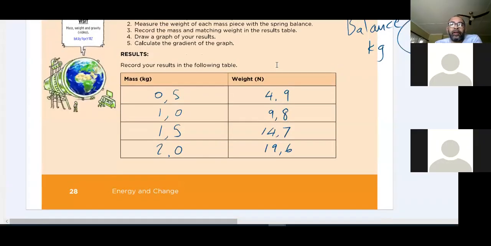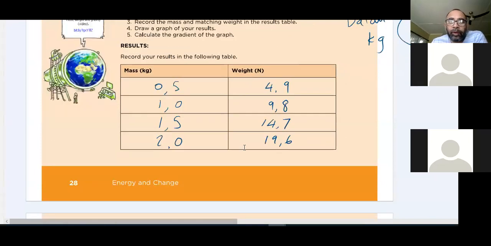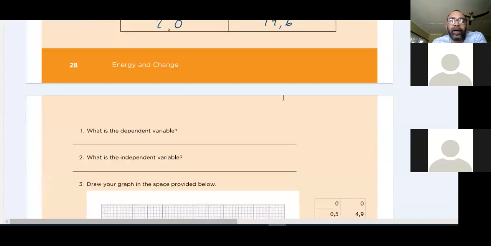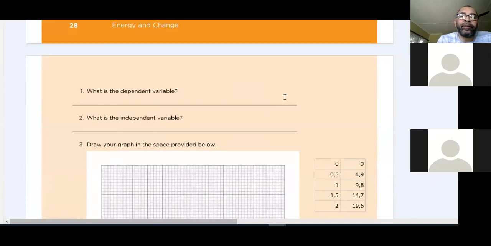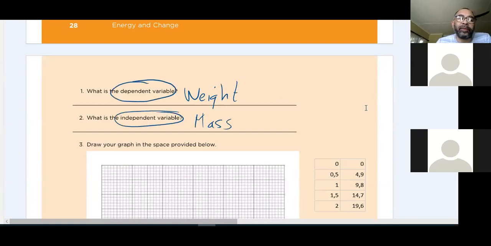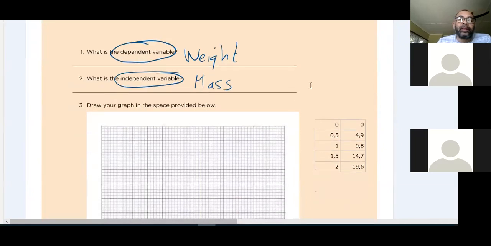So I'm going back to sharing my screen again. Here are some values that I've filled in. Normally what we do in the lab is get you to determine the weight with the spring balance. So the dependent variable is the weight, and the independent variable is the mass. That's important to identify in an experiment because you need to determine which of the two axes those variables will be placed. The dependent variable, as you know, will go on the y-axis, which is vertical, and the independent will go on the x.